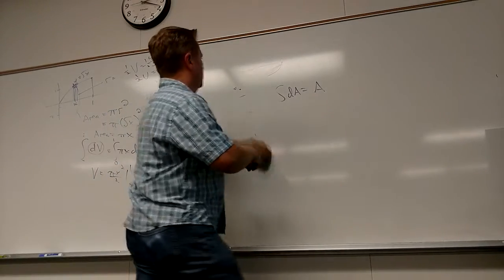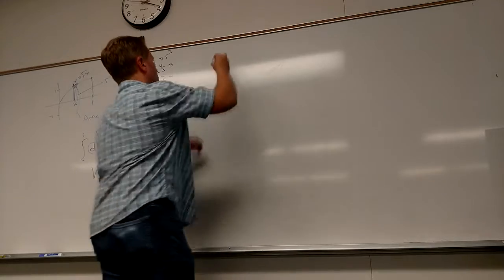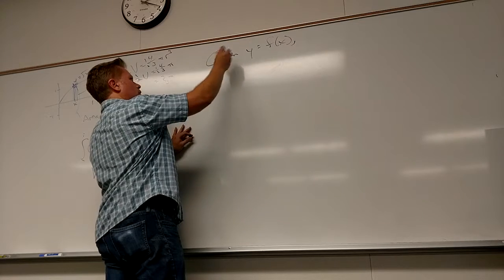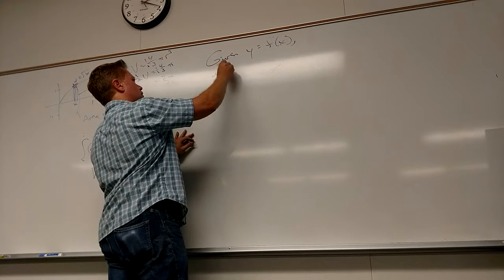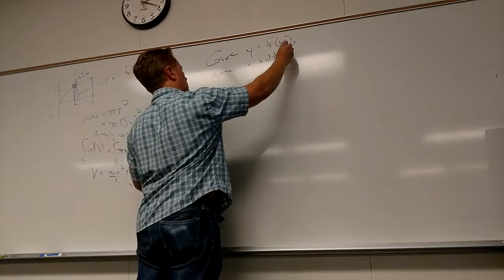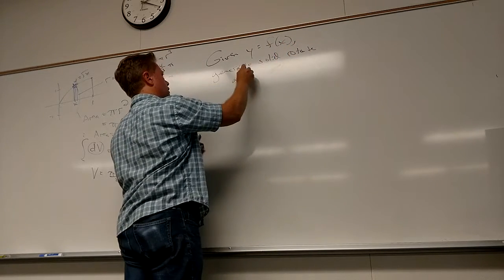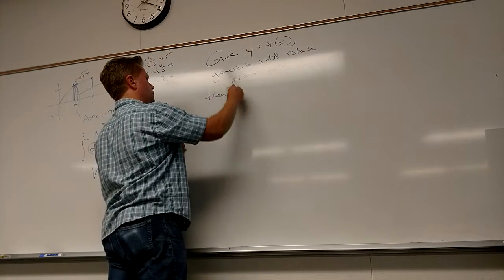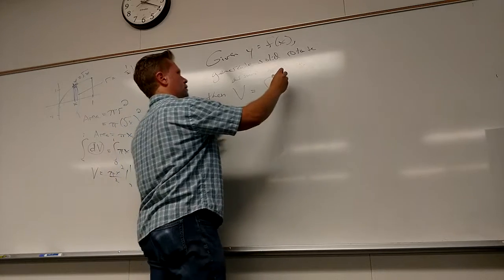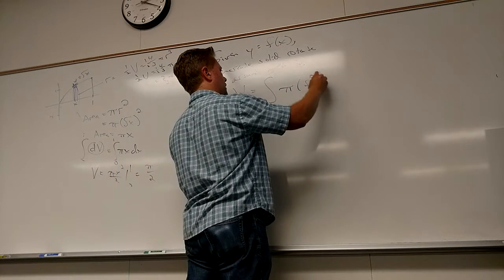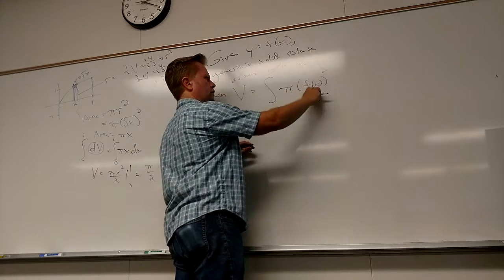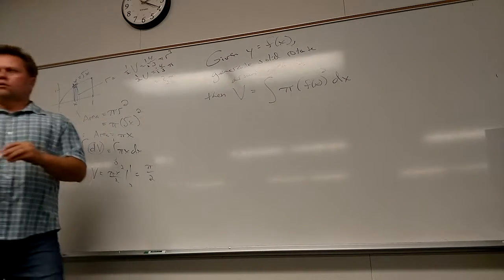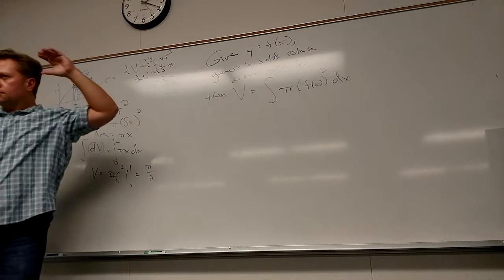So in general, given some function, generate a solid, rotate around the x-axis, let's say, just like we just did. Then the volume will equal the integral of pi times f of x squared. That's pi times the radius squared. And that's the disk method.